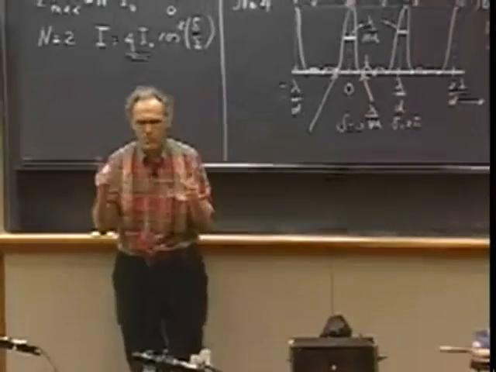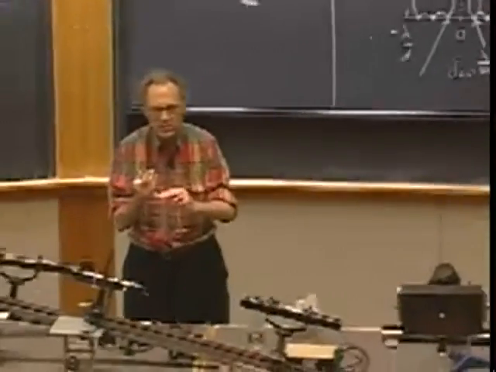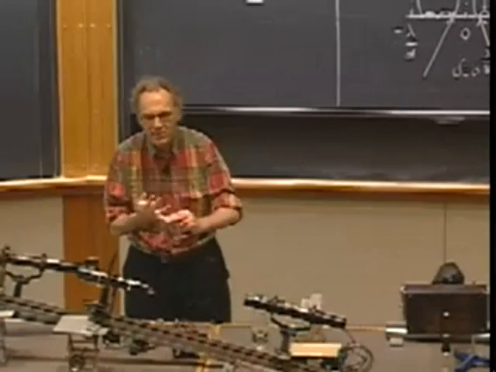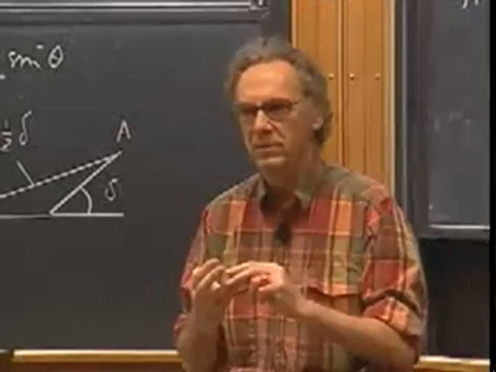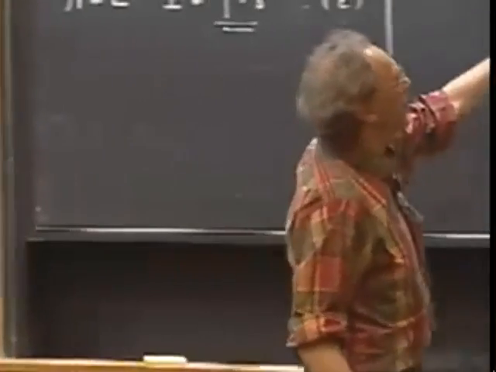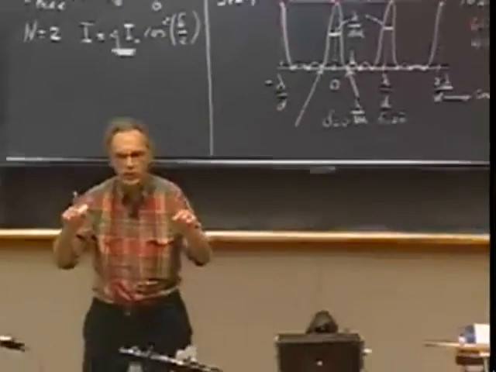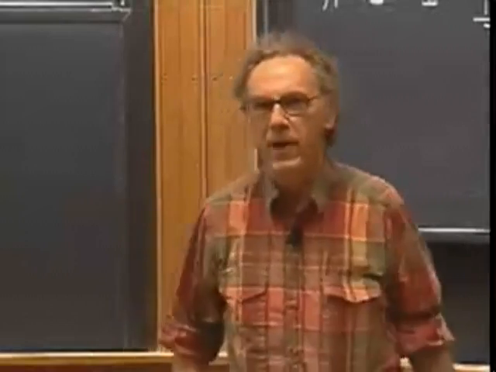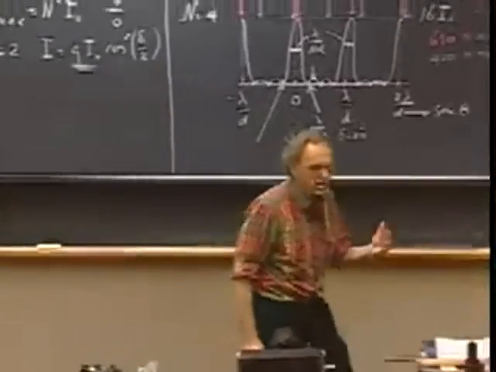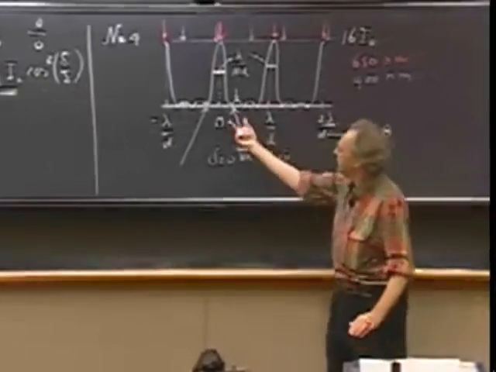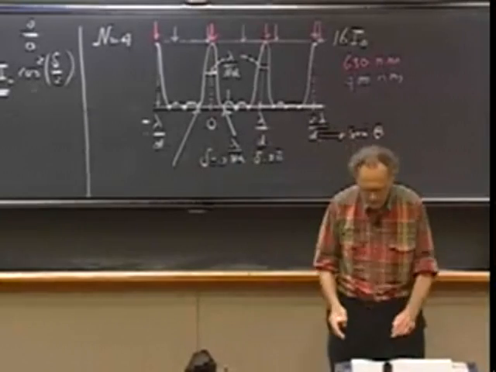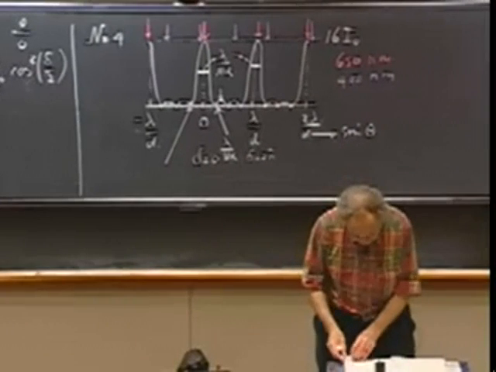So the argument once more: you have n openings that give you n times more energy than one opening. But if each maximum gives you a light intensity which goes with n squared, the only way that you can conserve energy is if you make the maxima n times narrower. And so that's a very easy way to see that the width here must go down with increasing n.